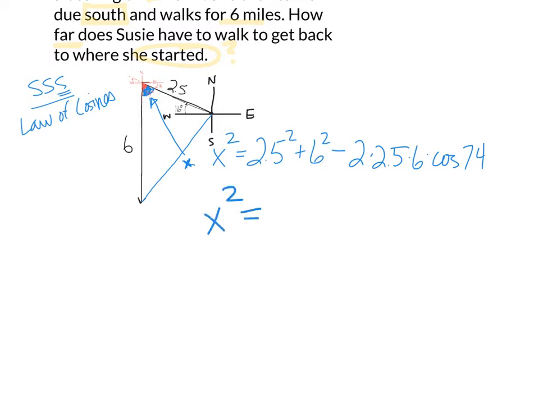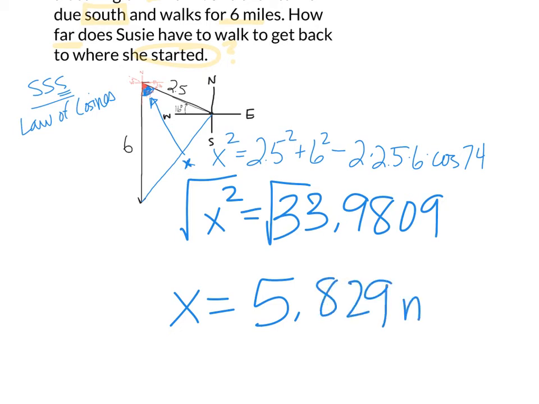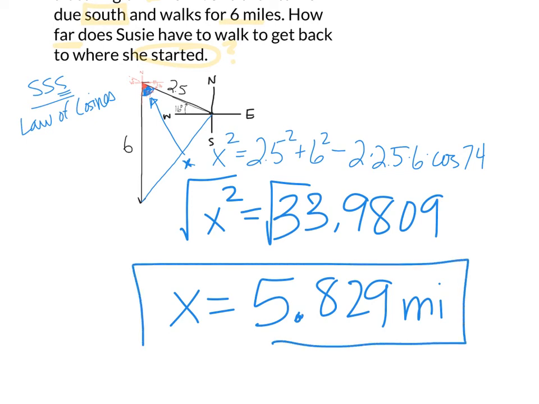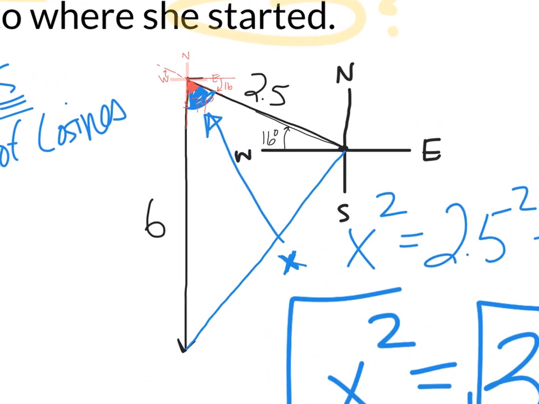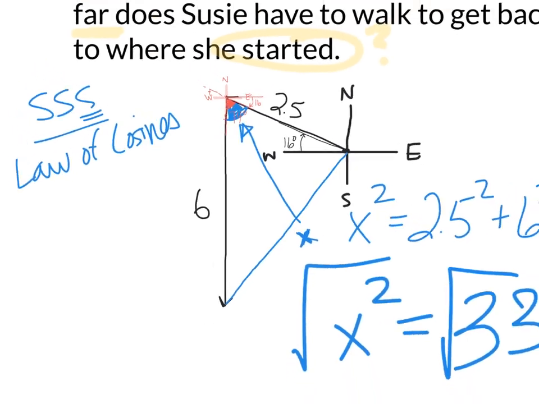So x squared equals 33.9809. Taking the square root of both sides means that Susie would have to walk 5.829 miles in order to get back to where she started. The key is using geometry to figure out the measure of the angle across from the side that we need.